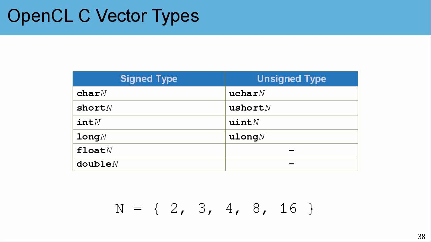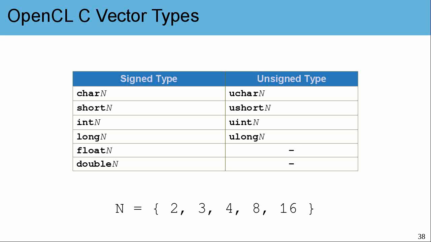These are first-class citizens. Now I'll note on the left side that you see this capital N. This is substituting for a number. So let's just look here at the bottom of the slide. We have N equals 2, 3, 4, 8, or 16. What this means is, for instance, char N. We already saw that we have a char type, but we have a char2, which is going to be 2 chars. We have a char3, which is 3 chars, a char4, which is 4 chars, a char8, which is 8 chars, and a char16, which is 16 chars. Now these are types that are directly accessible to us.